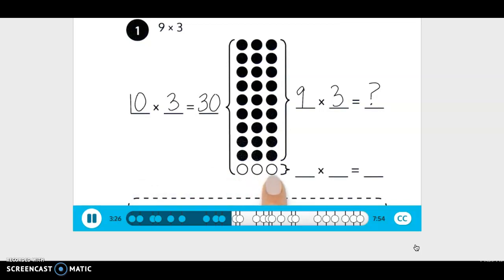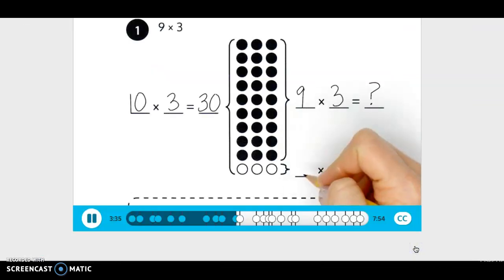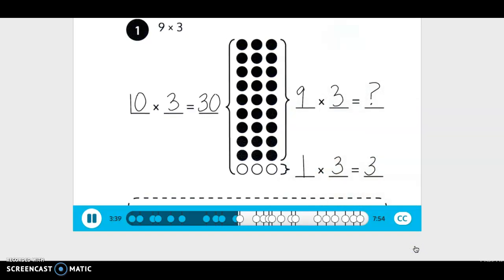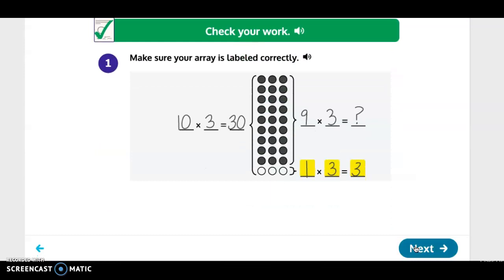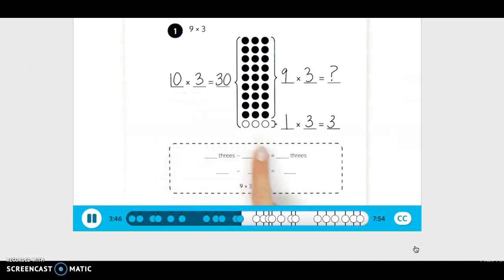How many circles are in this row? Use a multiplication sentence to label this row in your notes. One times 3 equals 3. Check your work. 10 times 3 equals 30, and 1 times 3 equals 3. Now, we just need to subtract to find the value of 9 times 3.